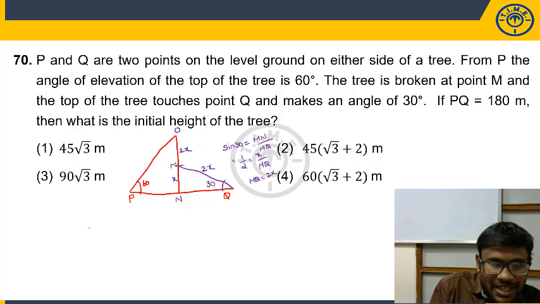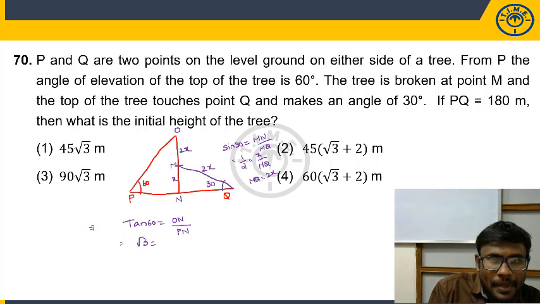Now let us calculate PN. Tan 60 is equal to ON by PN. So tan 60 is root 3. Root 3 is equal to, what is ON? ON is 3x by PN. So what is PN? PN is root 3x. So PN became root 3x.